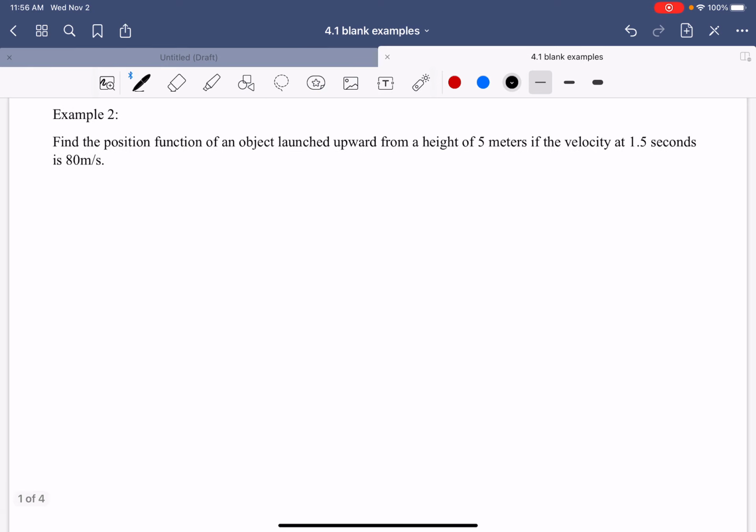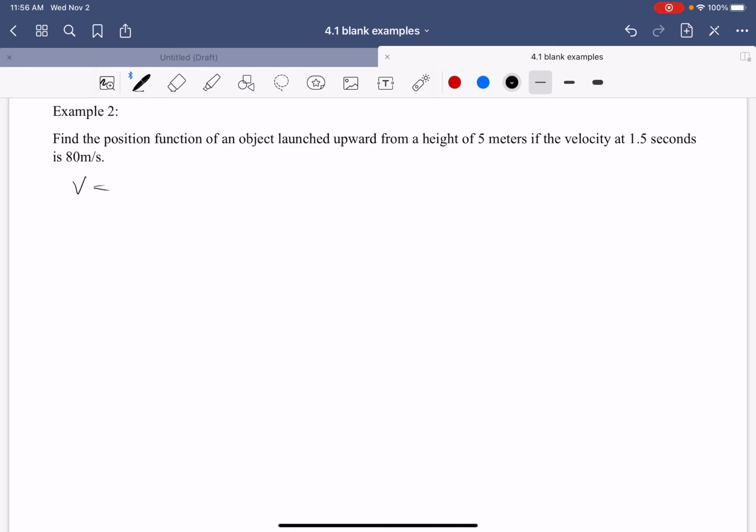On this one, we're going to find the position function of an object launched upward from a height of 5 meters if the velocity at 1.5 seconds is 80 meters per second. In order to get the position function, we must first use the antiderivative of acceleration. So the antiderivative of acceleration is velocity, which is negative 10t plus c. Same thing as last time. C is the initial velocity for this application.